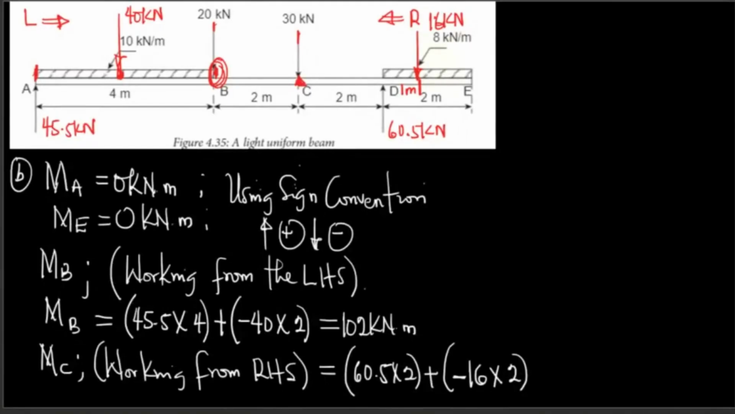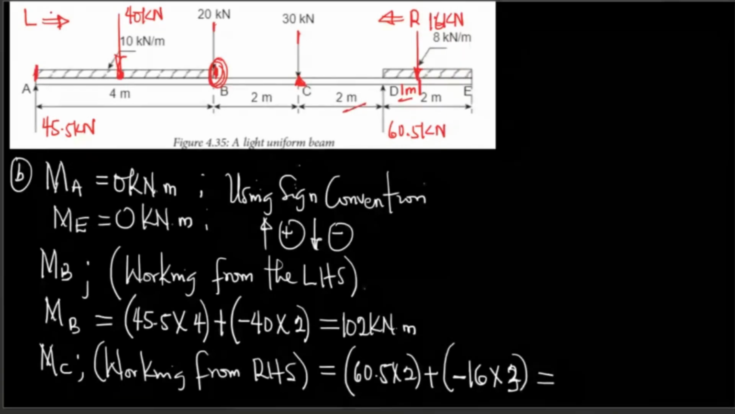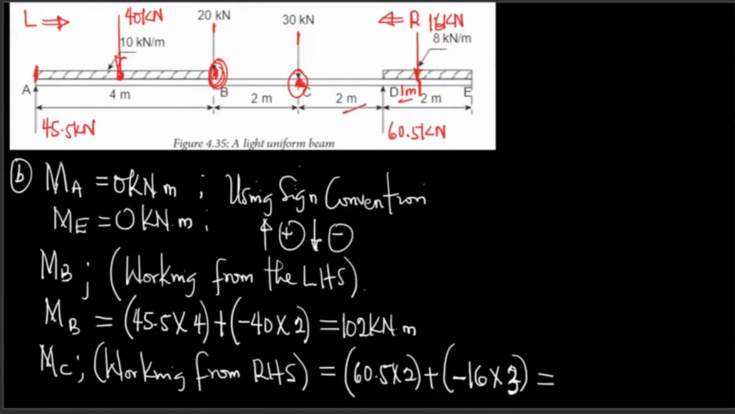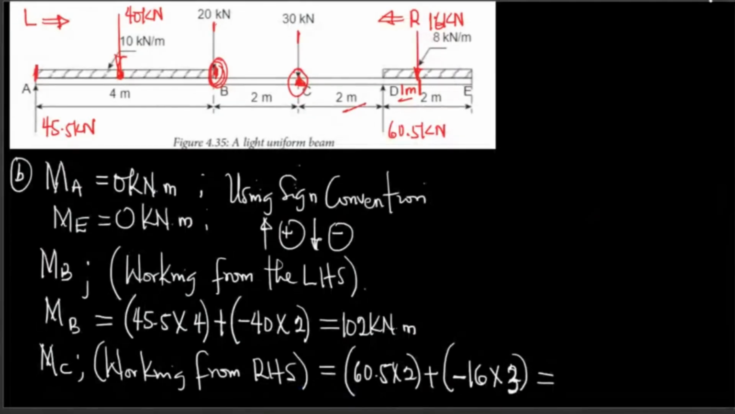We are taking moment about, so that is going to be 1 meter is going to be minus times 3. Sorry, minus 16 times 3. Can someone give me the answer here? So it's going to be 1. This is going to be 1 plus what? Plus 2 to get to this point. 73 kilonewton meters. Thank you. So this is what? 73 kilonewton meters.